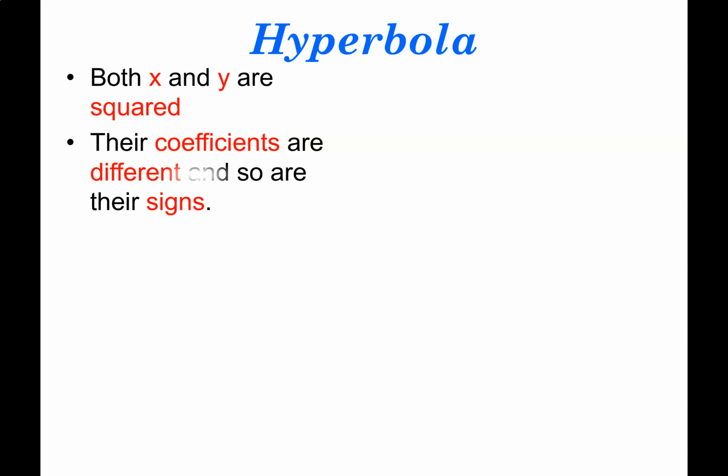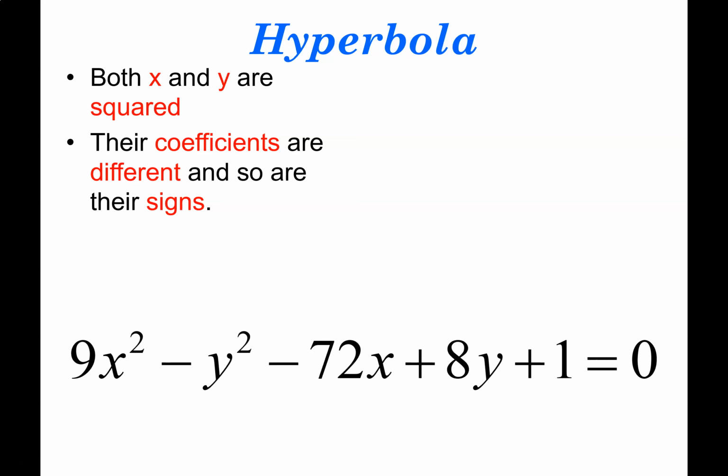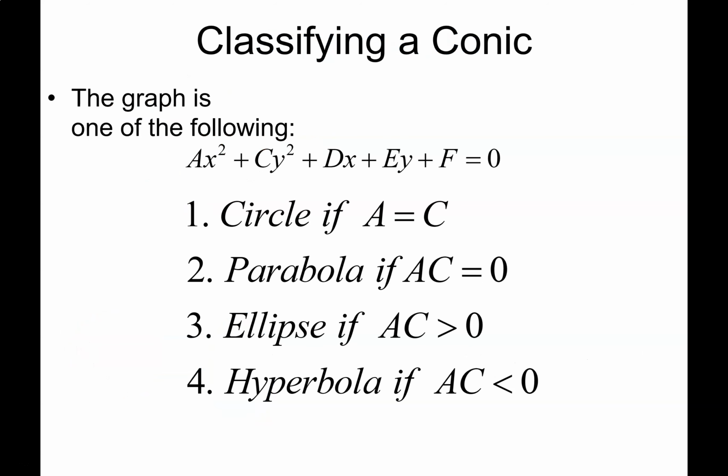All right, hyperbola. Both x and y are going to be squared again. Coefficients are going to be different. And the signs are also going to be different. So here we go. Again, this y squared has a coefficient of 1. That 9 is positive, right? And then the sign in between the x squared and the y squared is negative. So those are different signs. All right. You also want to copy this too.